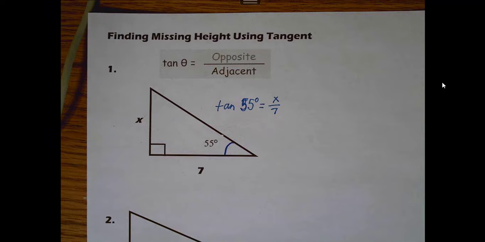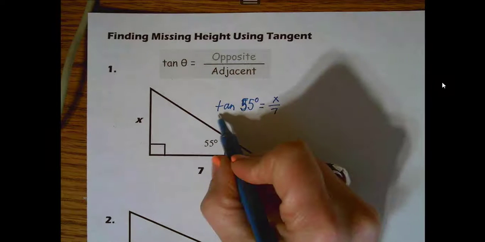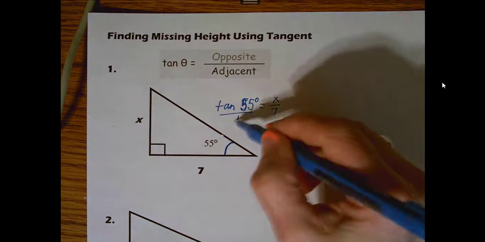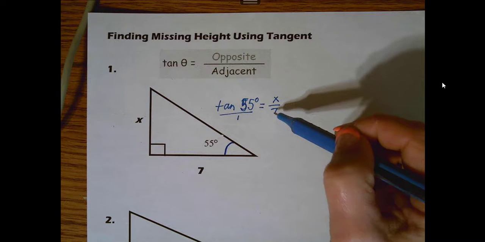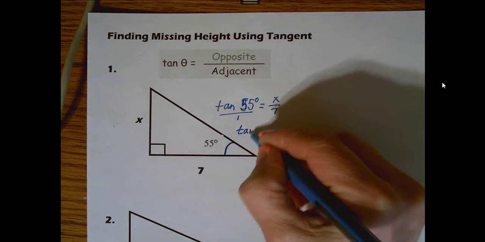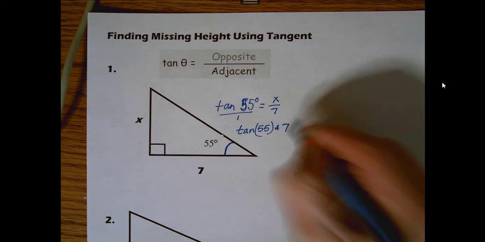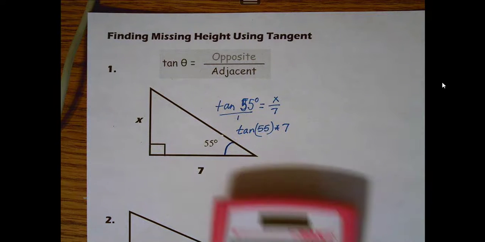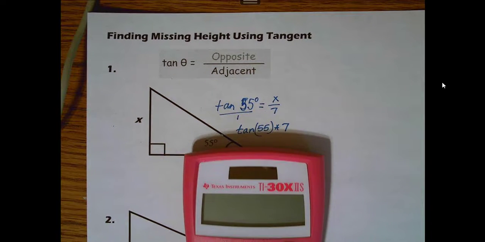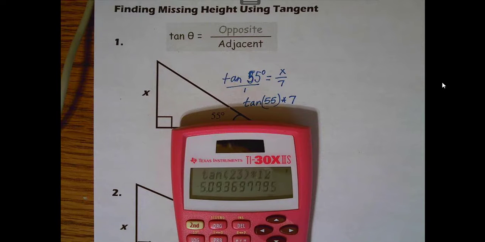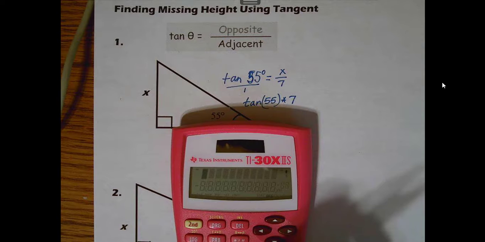All right, so how do we solve that now? Well, I'd like to just put a 1 underneath so it looks like a proportion, and we're going to cross multiply. So all we're going to have to do is take tangent of 55 and times it by 7. So I want you to grab your calculator, and I definitely want to go over with you how to do that. Okay, so I'm going to turn my calculator on, get it all cleared out.